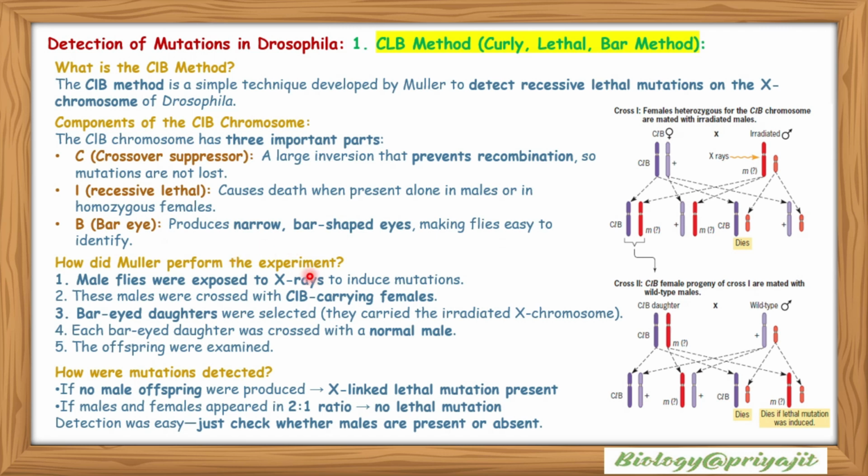How did Muller perform this experiment? Male flies were exposed to X-rays to induce mutations. These males were crossed with CLB-carrying females. Barred-eyed daughters were selected. They carried the irradiated X chromosome, and each bar-eyed daughter was crossed with a normal male. The offspring were examined. How were mutations detected? If no male offspring were produced, an X-linked recessive lethal mutation is present. If males and females appear in a 2:1 ratio, there is no lethal mutation. So detection was easy: just check whether males are present or absent.